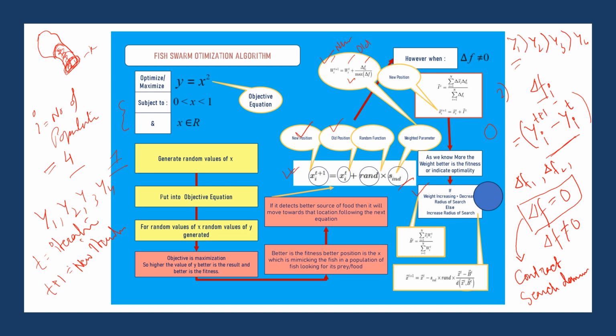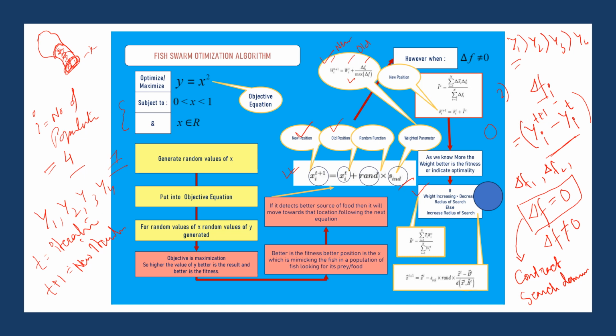Else, if there is no increase or decrease of weight, we increase the radius of search to include new values of x, to look for where the optimal value of x is, for which del f will begin to change. So if weight is increasing, then contract the radius of search to concentrate only on the selective optimal values of x. If not, you increase the domain, the area of the domain, to include more new values of x.